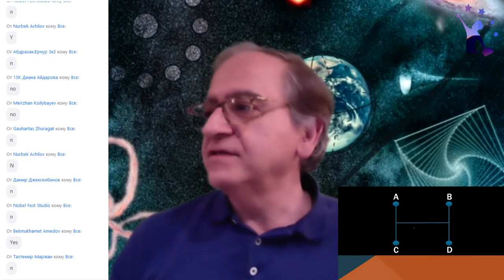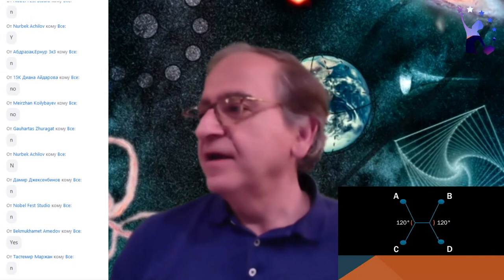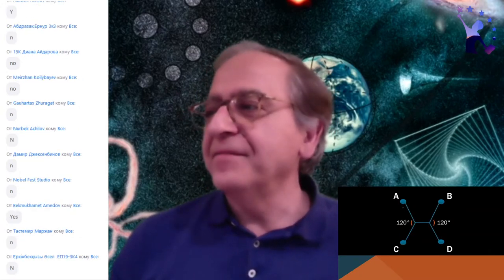How many of you think this is the shortest one now? Put Y for yes, N for no. Okay, so again, everybody says almost no. And if you can move this line down here, it doesn't change anything. But it turns out that if you bend the roads like this with 120 degree angle, this is the shortest system.